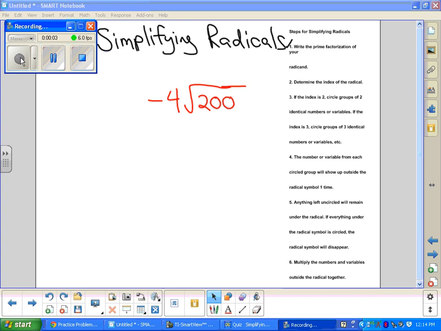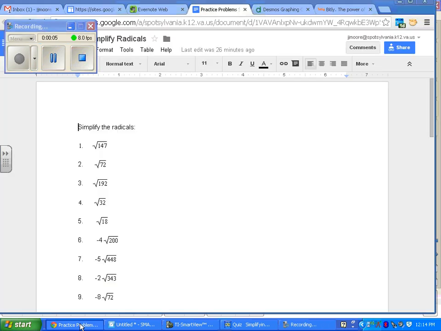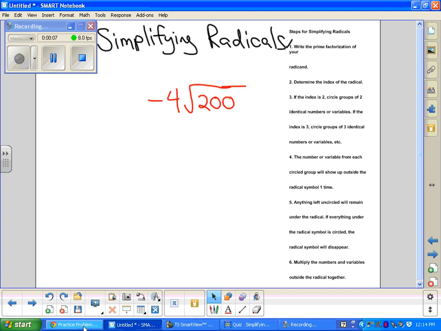I think this is example number 6. Yep. -4 square root of 200. We're being asked to simplify that. The steps remain the same. The only thing that's different is now we have something already outside the radicand. We'll deal with that in a second.